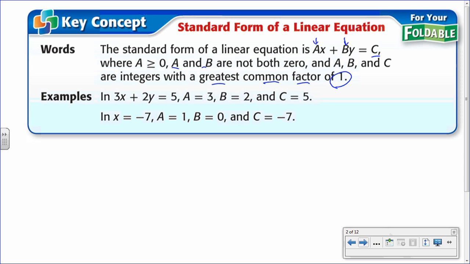Okay, write this down. What this means is just a fancy way of saying no fractions. Write that down. It's just a fancy way of saying no fractions.